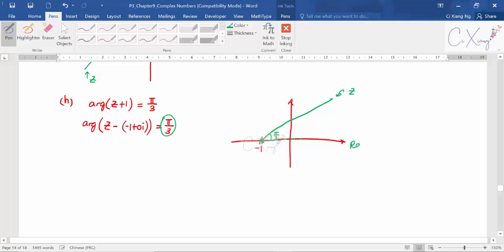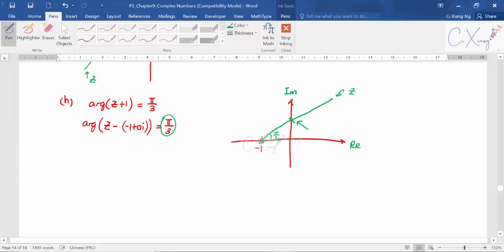This is the real axis. This is the imaginary axis. So if you can, maybe you can try to write out this y-intercept if you know how to find it out. If you don't know, then it depends on your luck whether the marking scheme wants to give you marks on this or not.